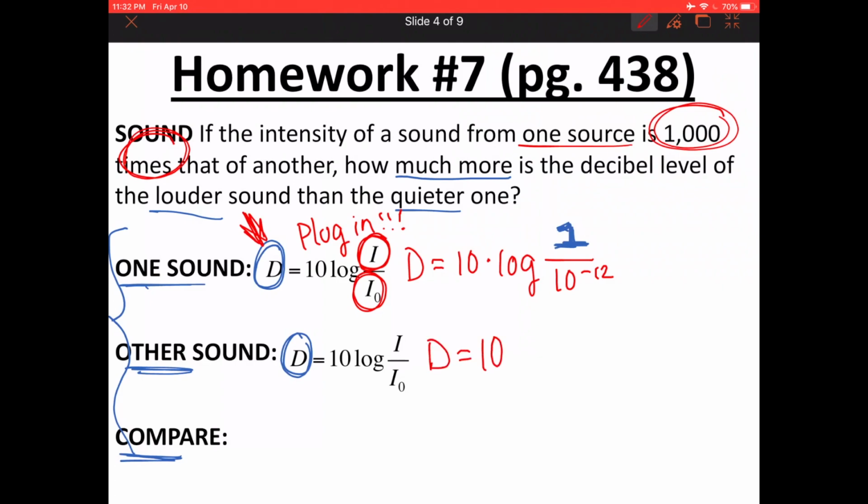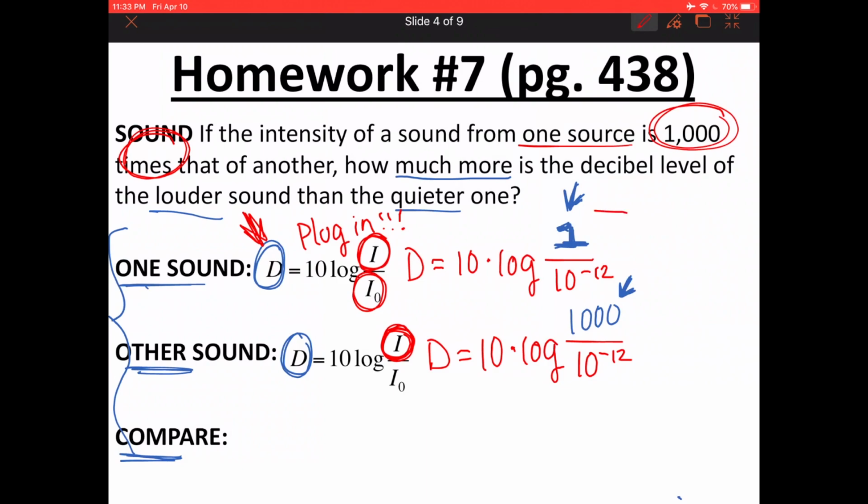D equals 10 times log. Okay, now here for I. Notice this I has to be 1,000 times bigger than my original I. So what is 1,000 times 1? I would put in 1,000 here. Okay, guys? So again, these numbers here in blue, you could technically plug in anything that you wanted as long as the second one is 1,000 times bigger than the first one. So let me put in my 10 to the negative 12 as my baseline here for the intensity.